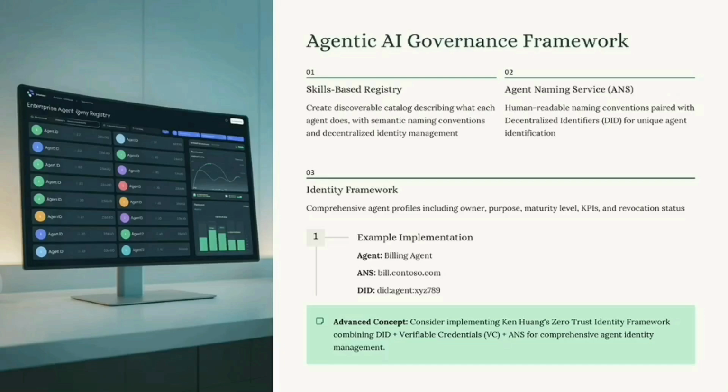So, the governance framework. My suggestion on this, create a skills-based registry. You're going to see an explosion of agents in your environment, so you should understand what these agents are tasked with doing. What are they good at? What do they have as an available thing?